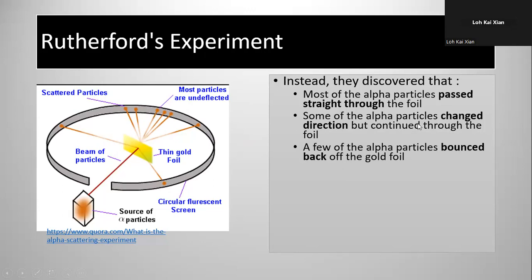Some of the alpha particles change direction but continue through the foil. Change of direction is what we call deflected. A few of the particles bounce back off the gold foil. That one rebounds. That means all these are less than 90 degrees, and these are more than 90 degrees, rebounding back.